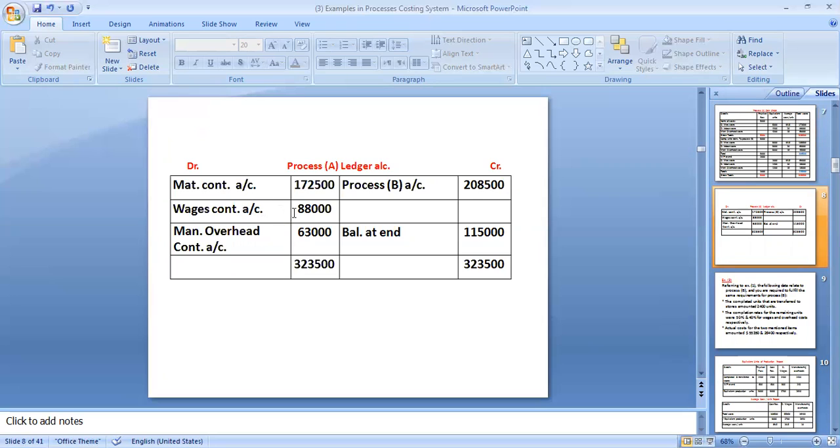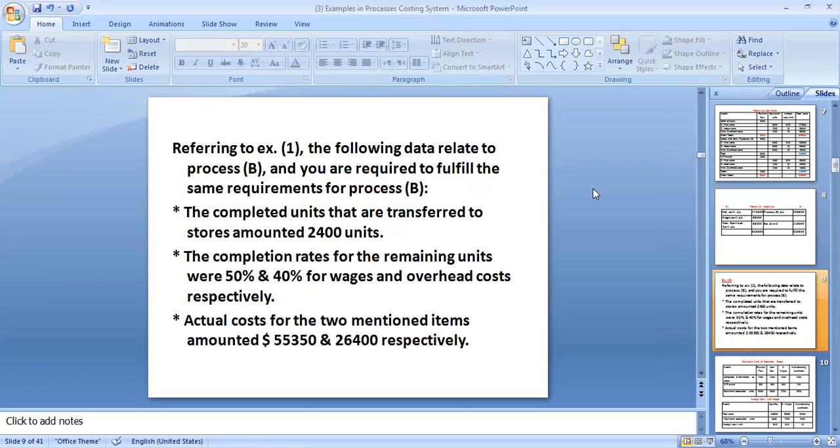Here, material, wages, and manufacturing overhead, the total of debit equals the total of credit. Why did he tell me to balance that? And this is the balance of work in process. So this is the process A account. It has a balance at end, work in process end, 115,000. That is the 2,000 units ending work in process. But process B is debited, and process A is credited by what is transferred to process B, 208,500.